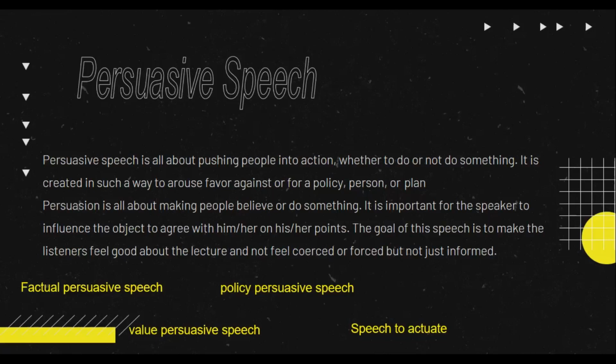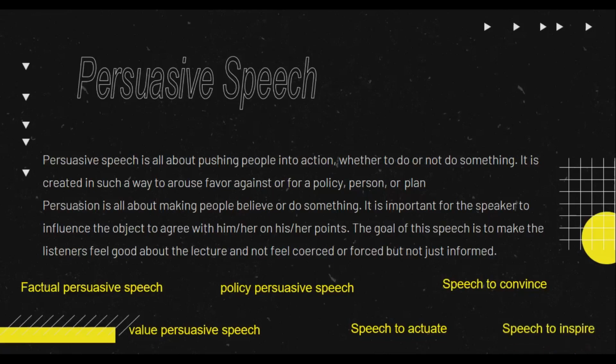Next is speech to convince. So this one, of course, is to convince people. Speech to convince is to establish conviction. An example of this kind of speech can be a conclusion that women are better than men. So that is the speech to convince.